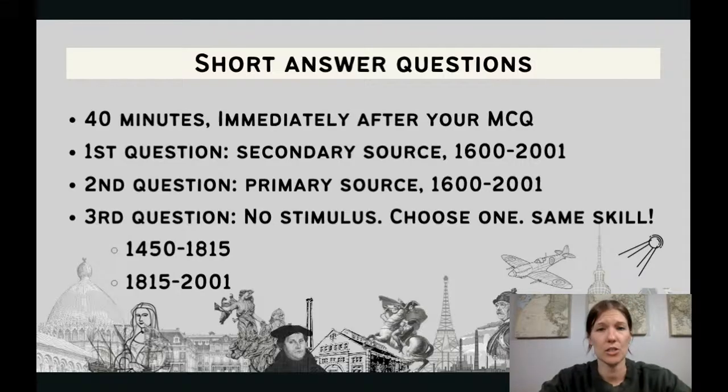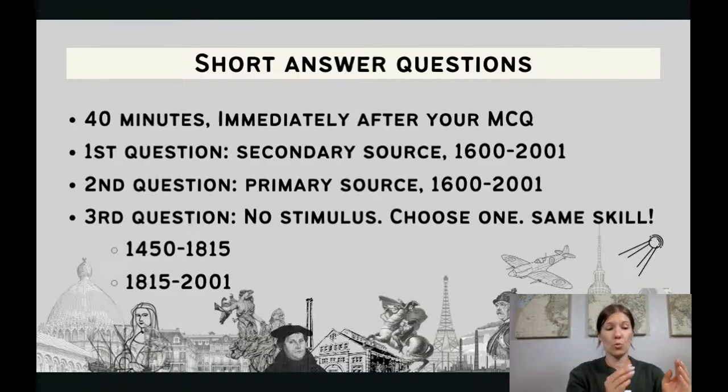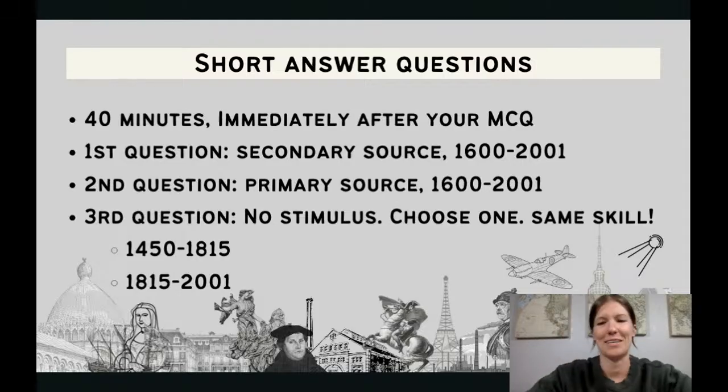For the third question, there's no stimulus. You're going to choose one and they deal with the same skill. The first option is going to be from the time period 1450 to 1815. And the second one is going to be from the time period 1815 to 2001. I'll get to that in the end, but there are really strategic ways that you can go about studying certain centuries for maximum success on the AP test.